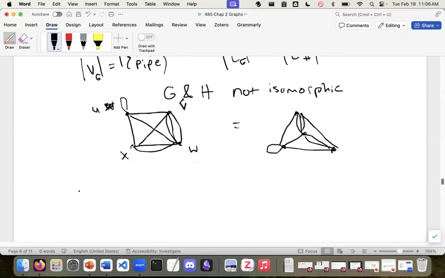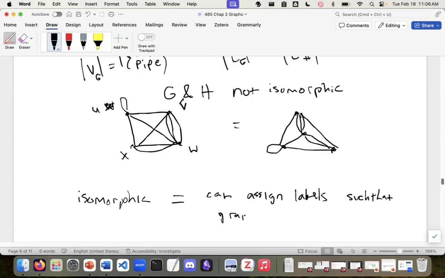So another definition for isomorphic, especially when we're dealing with unlabeled graphs, is where we can assign labels such that the graphs are the same. So if we have these two graphs, we can just take the labels from the one on the left and then assign them to the one on the right, and then they're isomorphic.